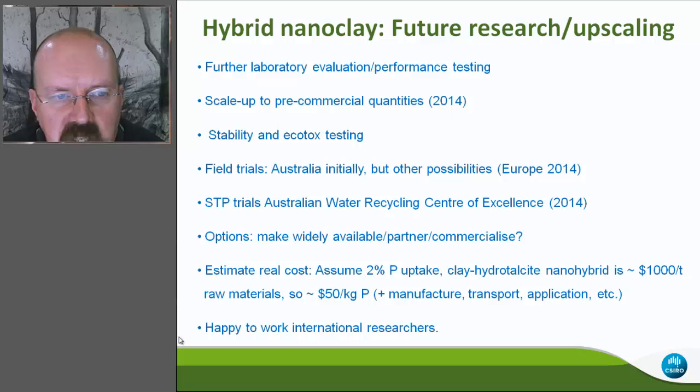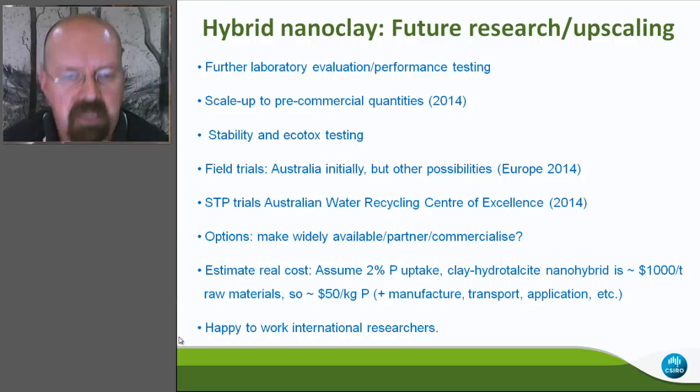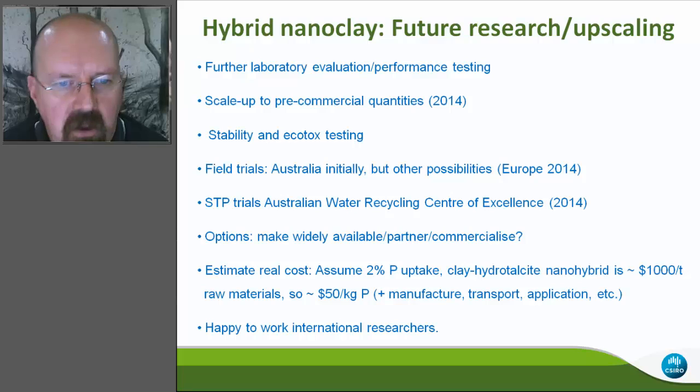Just to put this new hybrid nanoclay in context, assuming a 2% P uptake, but as I alluded to earlier, we might even have up to 4% when an ideal clay is used. The clay hydrotalcite nanohybrid costs about $1,000 Australian a tonne in terms of raw materials. So that means if we had about a 2% uptake, it costs about $50 per kilo of P, but we also obviously have to include manufacturing, transport and application.